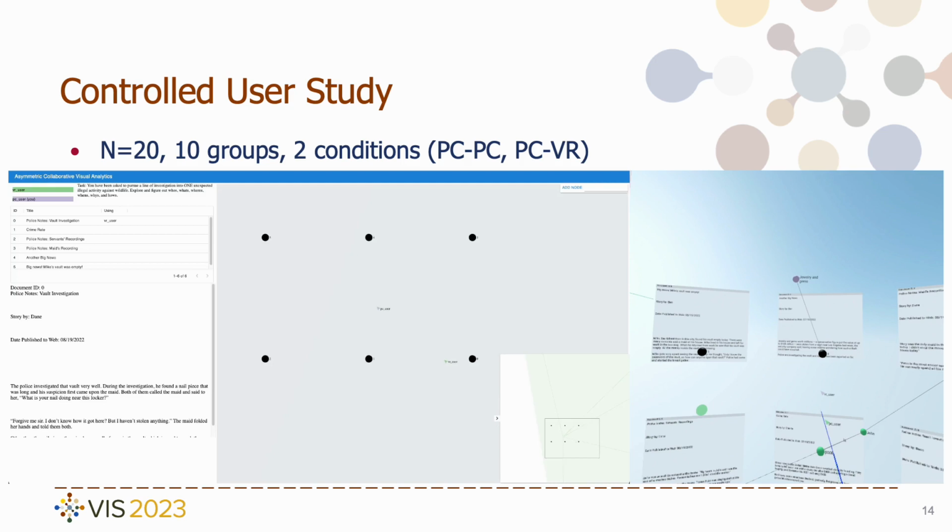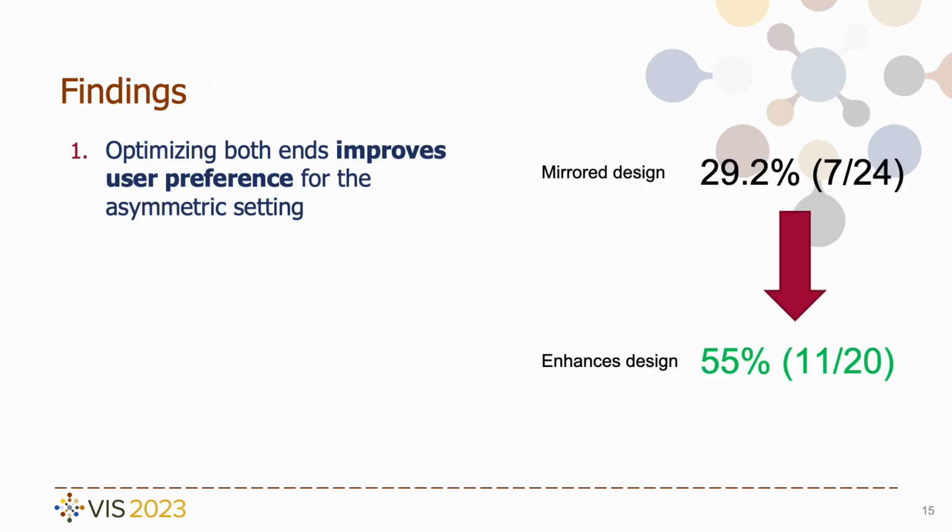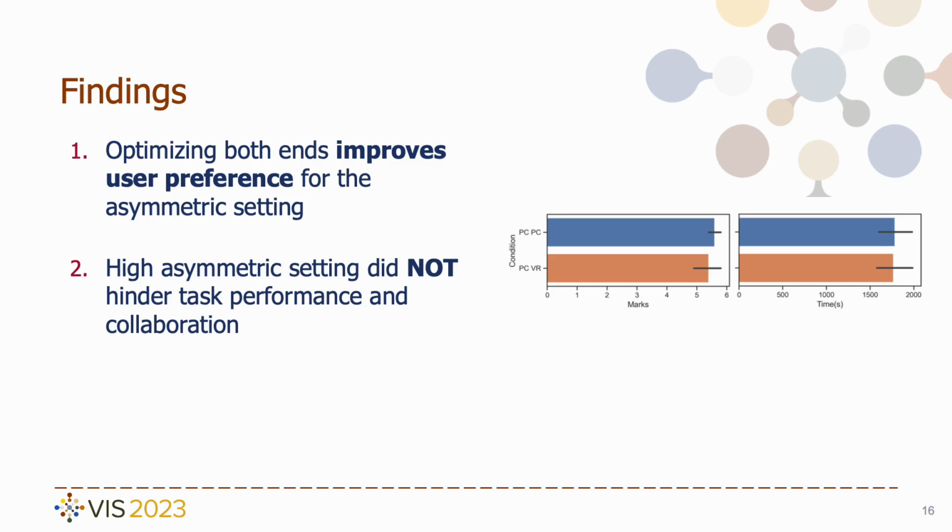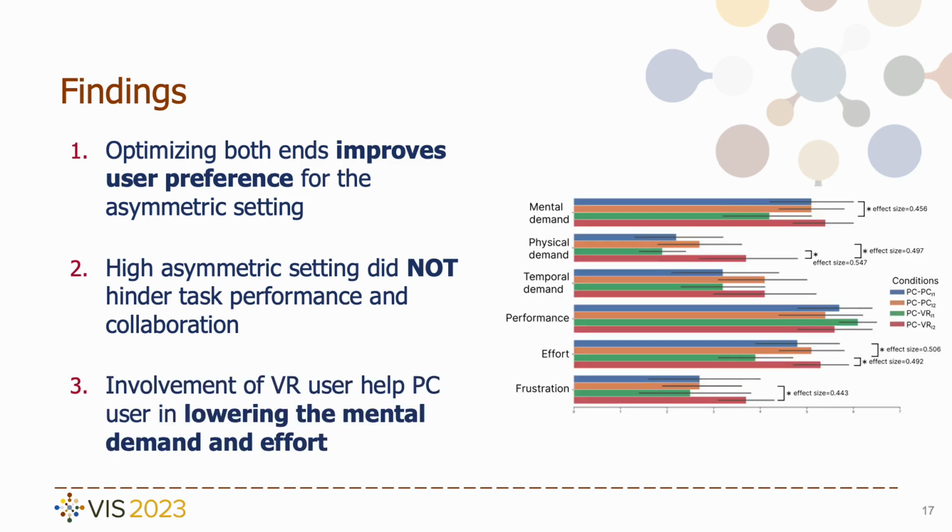We used the enhanced interfaces to conduct the second user study with another 20 participants to evaluate the performance, collaboration, and user experience again. We found that participants preferred the asymmetric setting more this time compared to the first time. Moreover, high asymmetry in the interface design still did not affect task performance and collaboration experience. Lastly, we found that the users who used PC in both conditions had lower mental demand and effort in the asymmetric condition than in the symmetric condition.